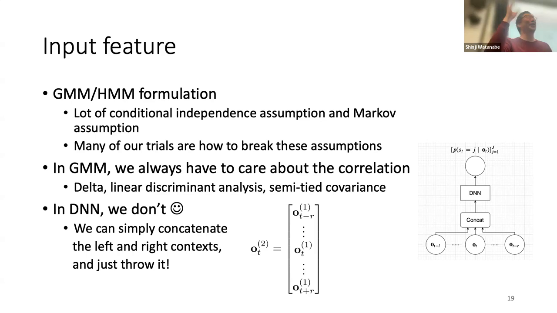However, a deep neural network doesn't care. We use the first linear layer to take this kind of correlation into account, so we can input the concatenated features. That is one big change from the initial Gaussian mixture model to the deep neural network. People can concatenate a total of 7 frames or 11 frames. It's very long.